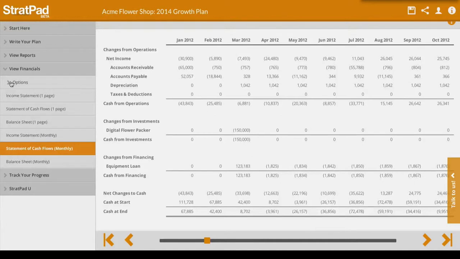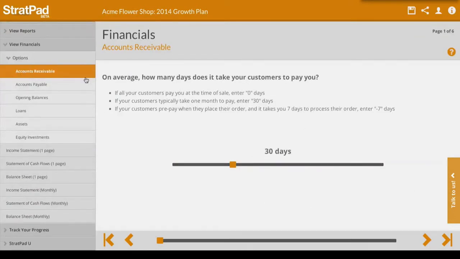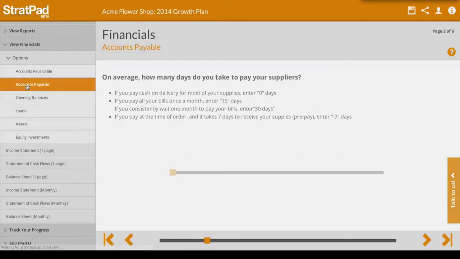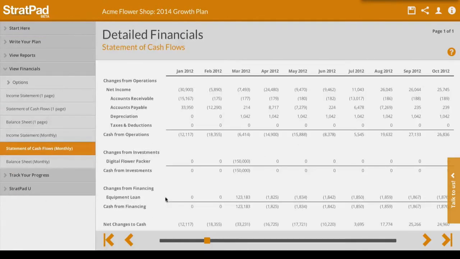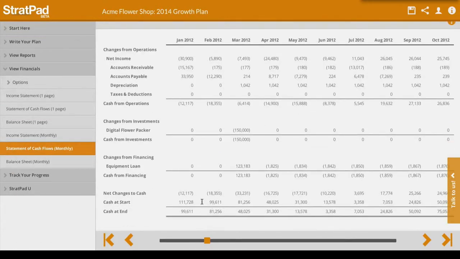Well, what if I can change my credit policies and get my customers to pay sooner, let's say in 7 days? Is that enough? Right now, I'm paying 7 days to my suppliers, but I've been a pretty good customer to them. Maybe they'll let me extend that to 15 days and then immediately go back into the statement of cash flows and see whether that's enough. And by making those two changes, you can see that I now have positive cash flow all the way through. So these are good things to understand.